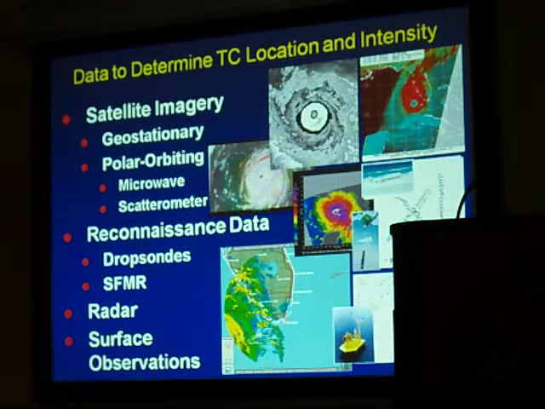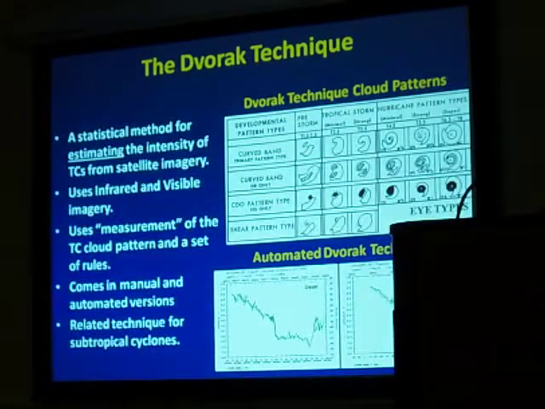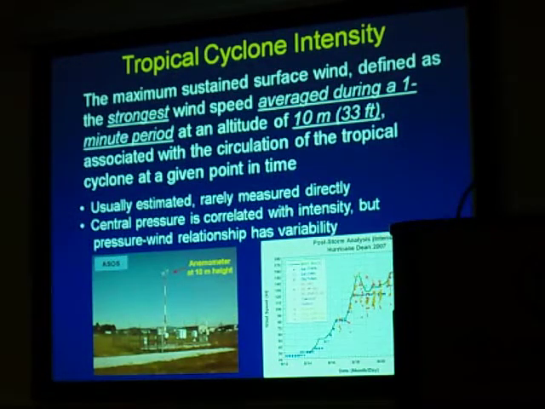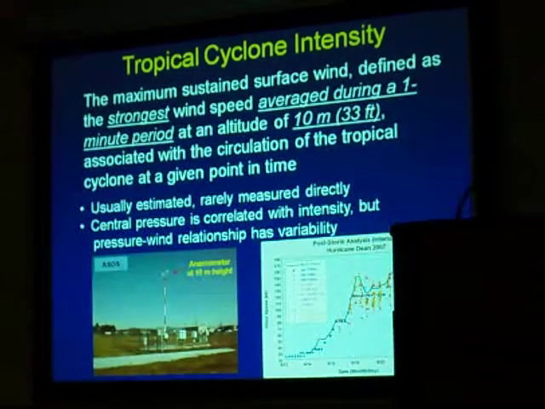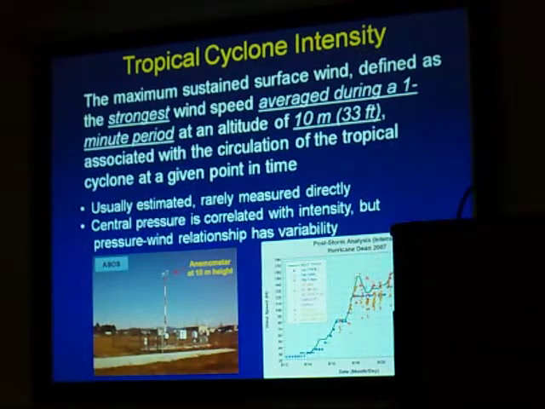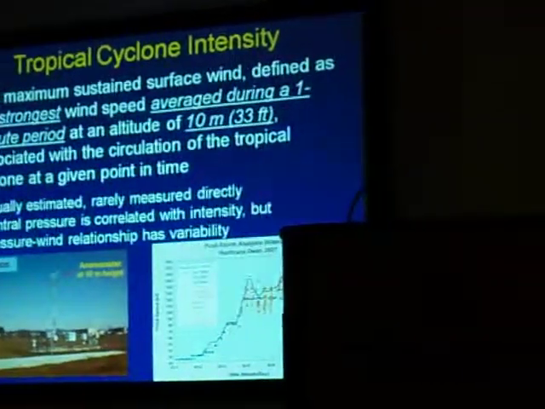So in order to forecast the intensity, we start off with this definition. This is what we use. The maximum sustained surface wind is defined as the strongest wind speed at a height of about 10 meters, and this gives you an idea of what that looks like with regard to the typical ASOS station. And this is associated with the circulation at any point in time. What's key here is that it cannot be part of a transient feature, for example, like a mesocyclone circulating around the storm circulation.